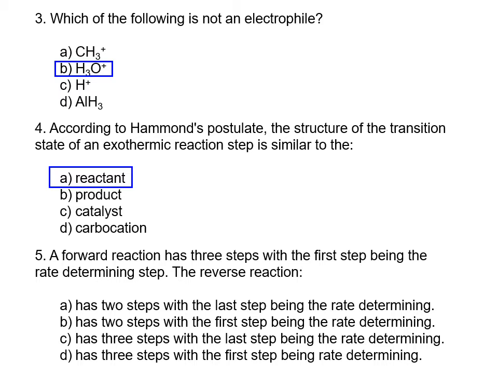Among the answers C and D, C: the reverse reaction has 3 steps, with the last step being rate determining. This one is correct, because if the forward reaction has the first step being rate determining, then the reverse reaction will have the last step being the rate determining, the same step in both reaction mechanisms. And of course that means that choice D is not correct. So the correct choice is answer C.